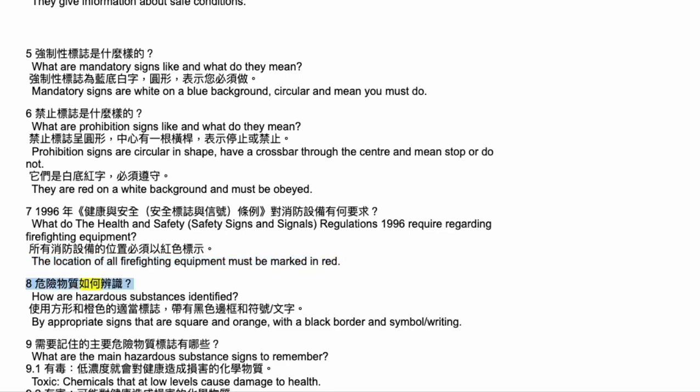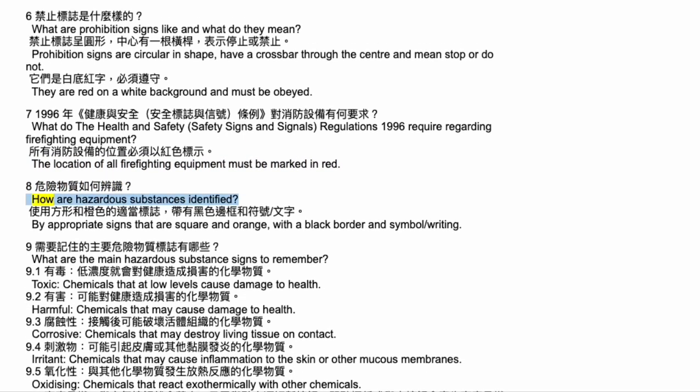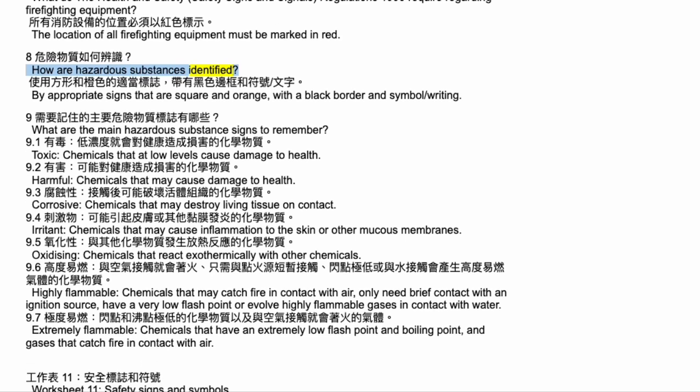How are hazardous substances identified? By appropriate signs that are square and orange, with a black border and symbol and writing. What are the main hazardous substance signs to remember?